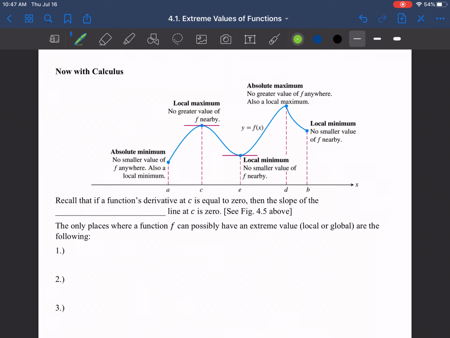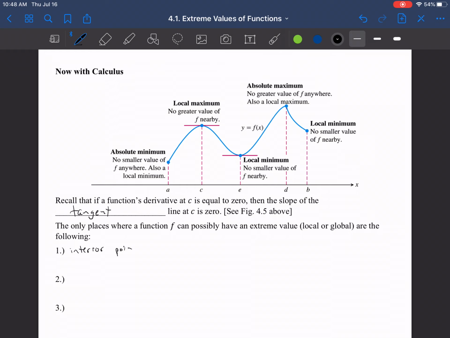And so now with the calculus, if you take a look at this, you can see all the local maximum and minimum points that are given here. Recall that if a function's derivative at c is equal to 0, then the slope of the tangent line at c is 0. You can see that in the figure above, like right here and here, okay? The only places where a function f can possibly have an extreme value, local or global, are the following. Ready? All right, you can only have these at interior points.